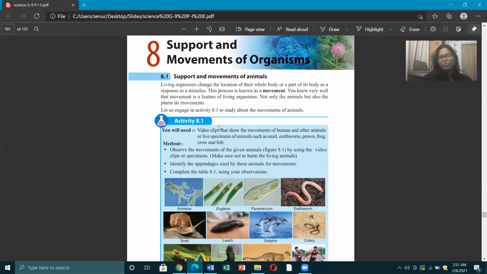Okay, so it's support and movements of organisms. It's a really easy lesson, and I think that's something you have done in your previous grades as well. Okay, children, let's start from movement first. Movement is a change in the location of either one part or the whole body.